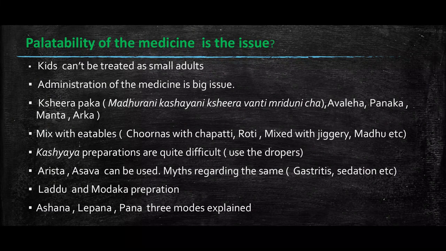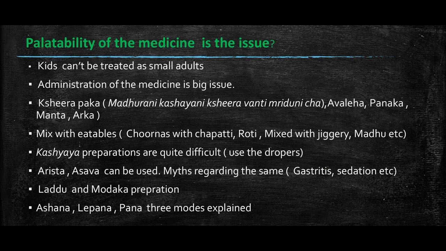Number one, kids should not be treated just like small adults. This is a very important thing. Most of the time we think kids are little adults. This perception is wrong. Kids are completely different from adults. Most of the time when you give medicine to the kids, we assume that if for adults we give one tablet, for the kids we go for half a tablet. This concept is wrong. The dose should be calculated as per the age or weight of the child, not by keeping the adult as the standard.